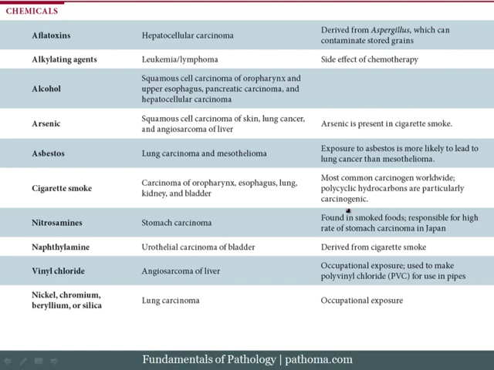So let's start with number one. The first chemical are aflatoxins. This is relatively high yield, because aflatoxins have an important relationship to hepatocellular carcinoma. You may have never heard of this, but hepatocellular carcinoma is, in some countries of the world, especially in some countries in Africa, actually the most common cancer seen in those populations. And the reason is based on this notion of aflatoxins.